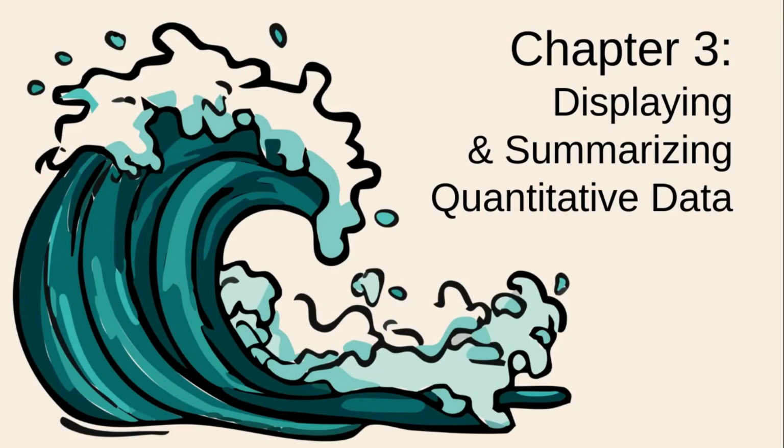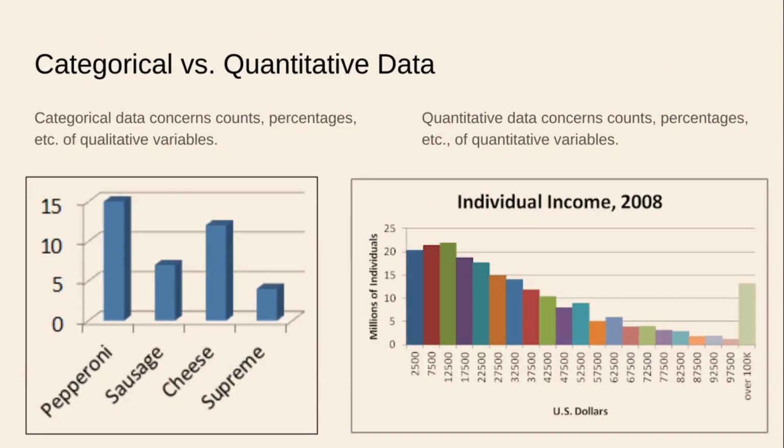Welcome back, AP Statistics. This is Chapter 3, Displaying and Summarizing Quantitative Data. All right, in the last section, we looked at categorical data displays, like this bar chart. Now we're going to be looking at quantitative data displays. Again, a quantitative variable is a variable with numerical values that have meaningful units, like US dollars, for example.